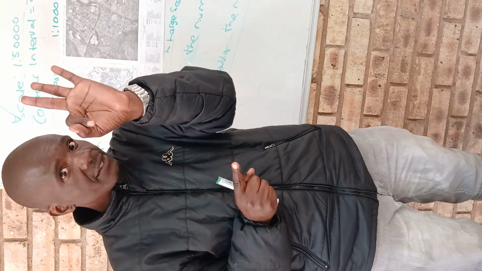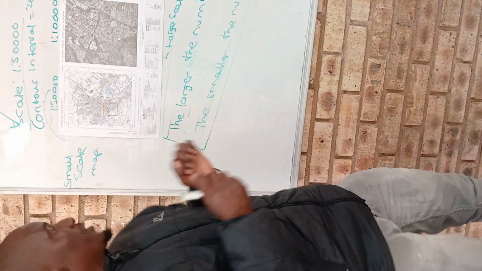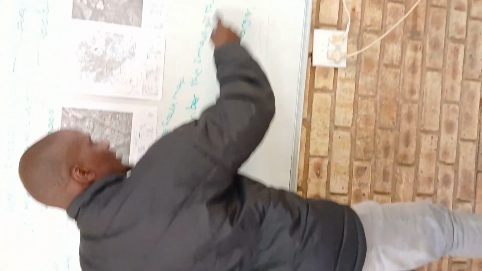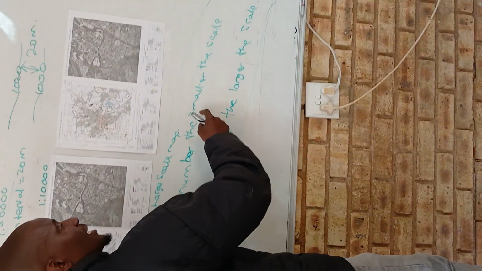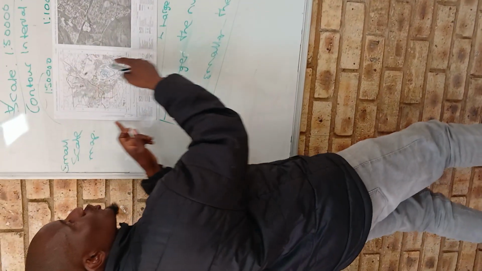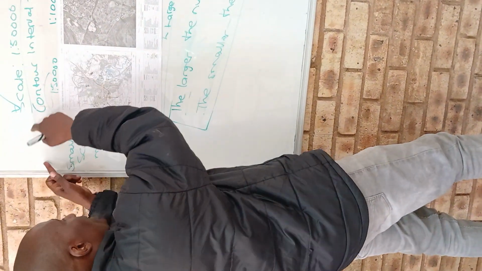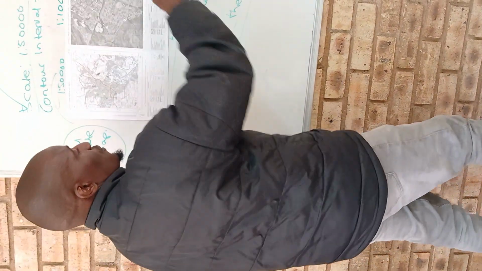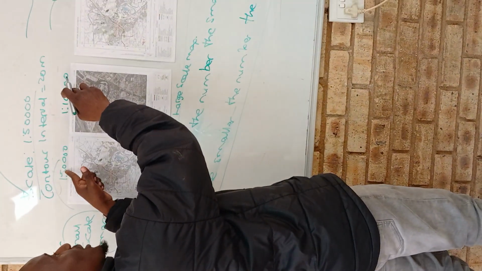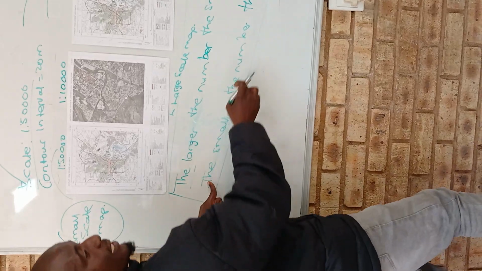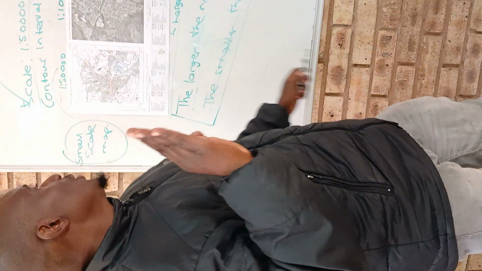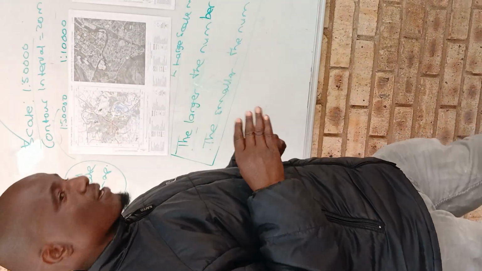So the three differences between the topographical and the orthophoto map are: one, scale; two, contour interval; and number three, whether it's a large or a small scale map. We have concluded that the larger the number, the smaller the scale. Our topographical map has a large number, which makes it a small scale map. Our orthophoto has a smaller number compared to the topographical, which means the smaller the number, the larger the scale. So these are the three differences between your orthophoto and the topographical map.